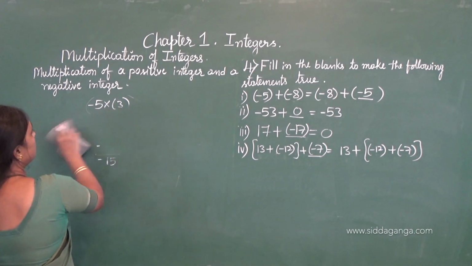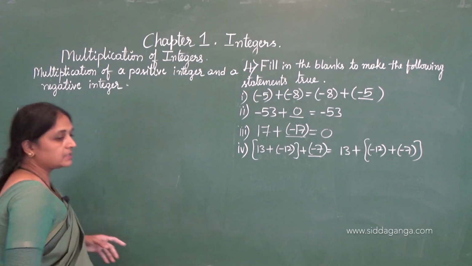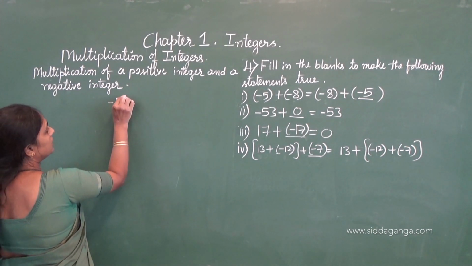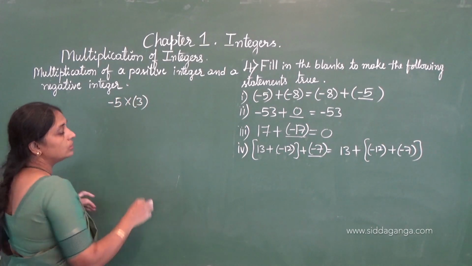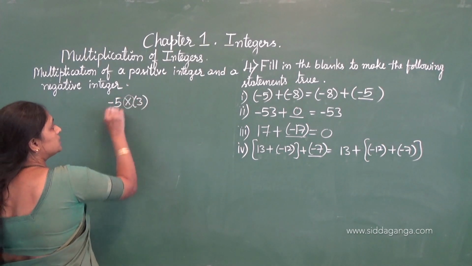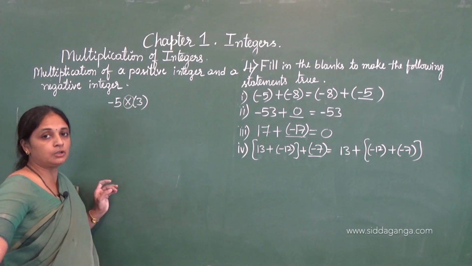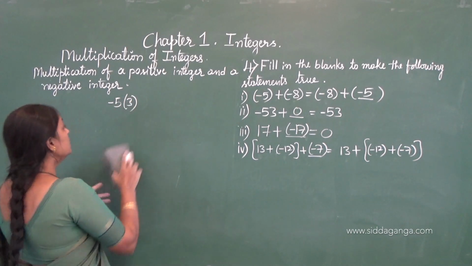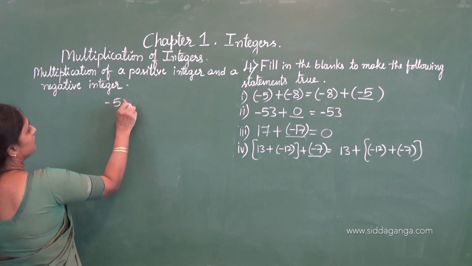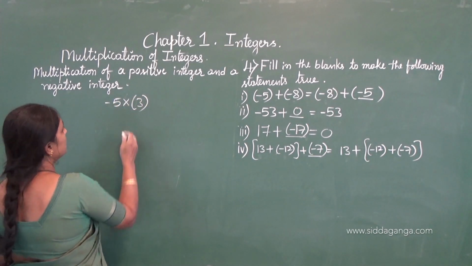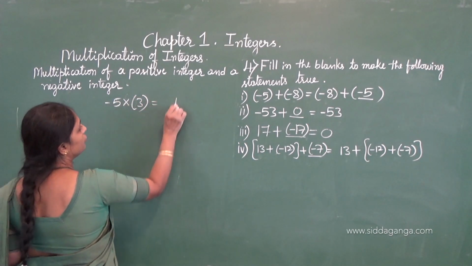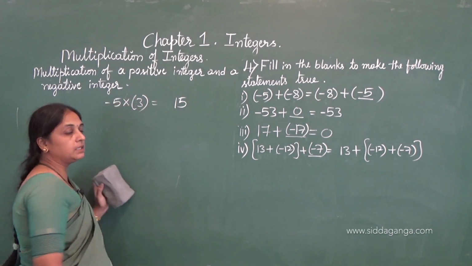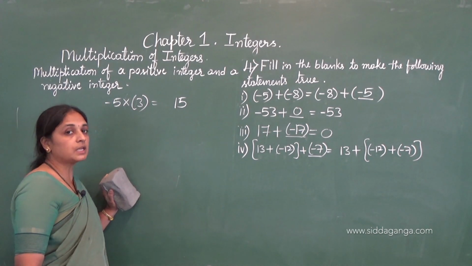Then in multiplication we first multiply the numbers. Here we take minus 5 into 3. The symbol 'into' or the bracket itself indicates multiplication. Minus 5 into 3. Okay, so 5 3s are 15. Then we have to multiply the sign here.